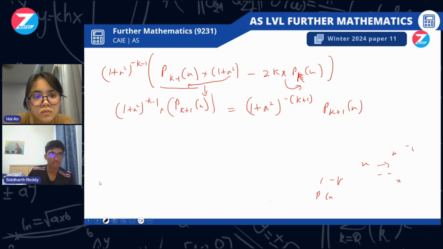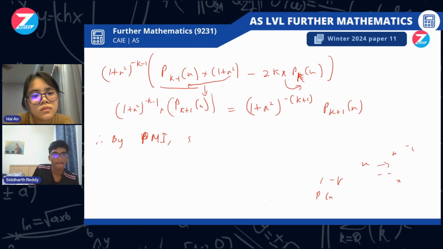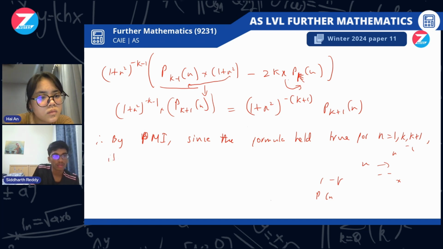So that is, therefore, by principle of mathematical induction, since the formula held true for n is equal to 1, k and k plus 1, it holds true for all positive integers. So that's it.